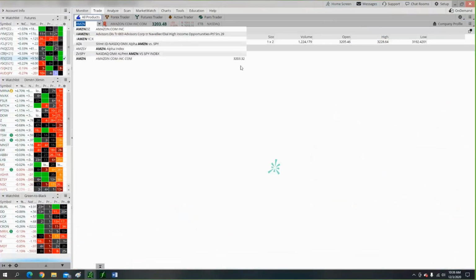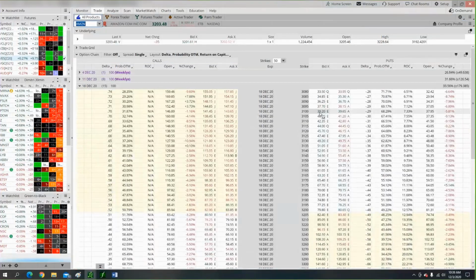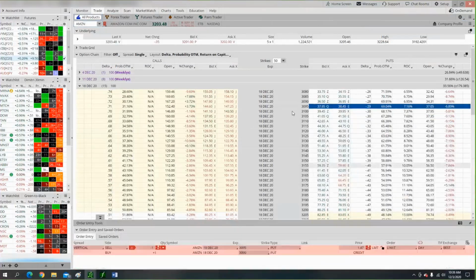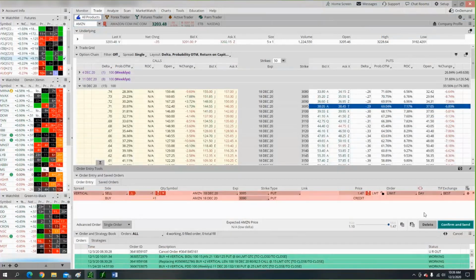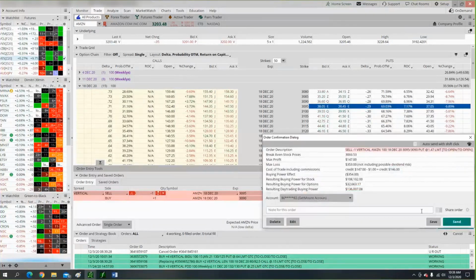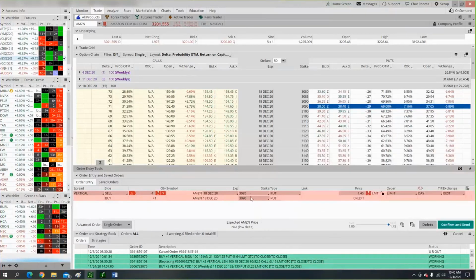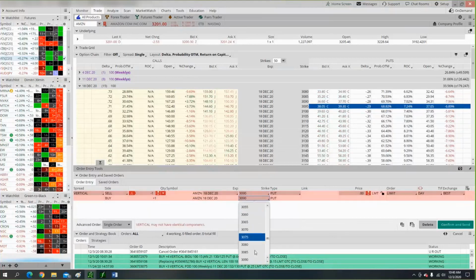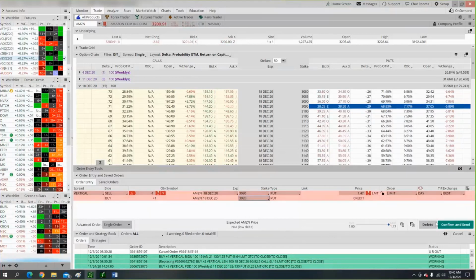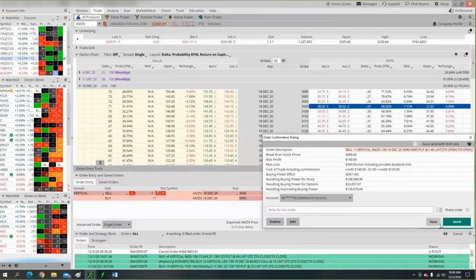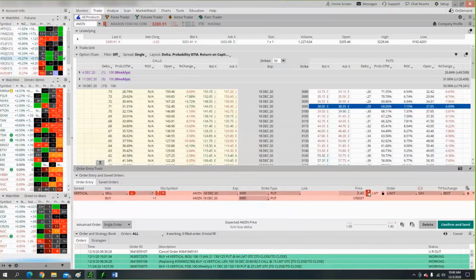Amazon, 15-minute. I think we were right here, right? 395. Sell vertical, 395. 145. It's 147 divided by 353. That's a 41% return. Let me see if I can go a little bit lower. 390, 385. That's 140 divided by 360. That's a 38% return. I like it. I'm going to go 145. That's what I'm going to try to get.